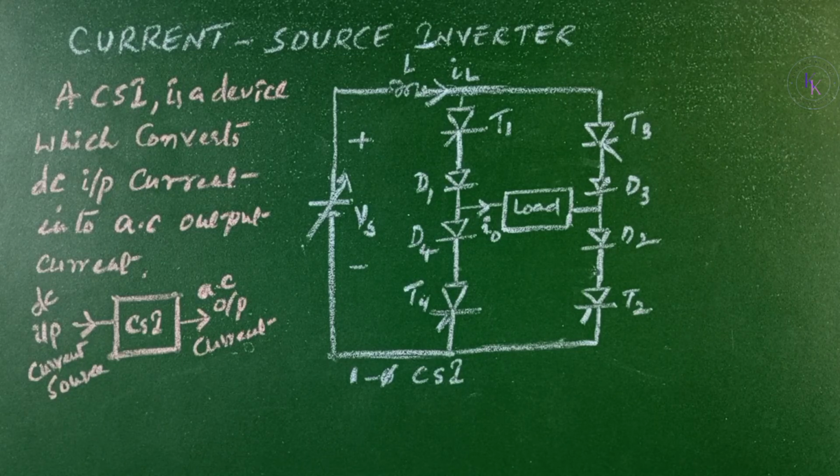Current source inverter is a dual of voltage source inverter, VSI. The line-to-line voltage of a voltage source inverter is similar in shape to the line current of a current source inverter.